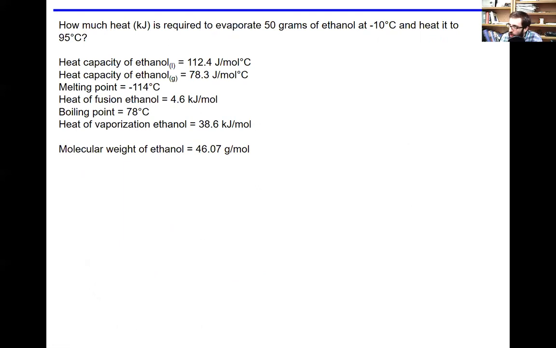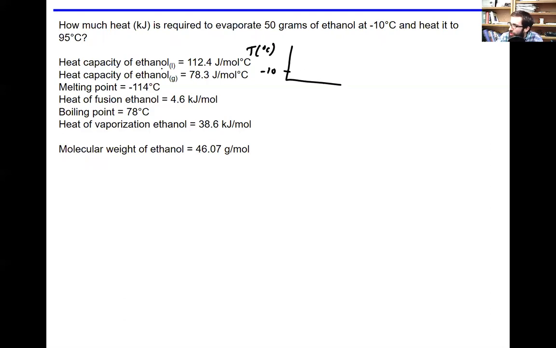How much heat is required to evaporate 50 grams of ethanol at minus 10 degrees centigrade and heat it to 95 degrees centigrade? So in order to do this, what are we doing? We have a heat curve. It's starting at minus 10. This is T in centigrade, okay?